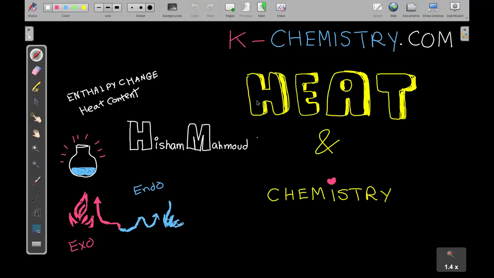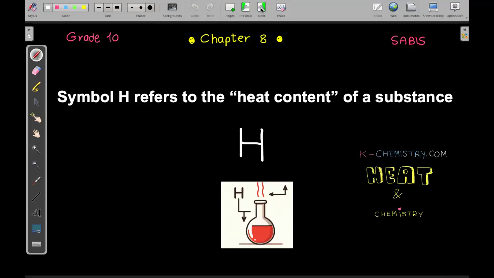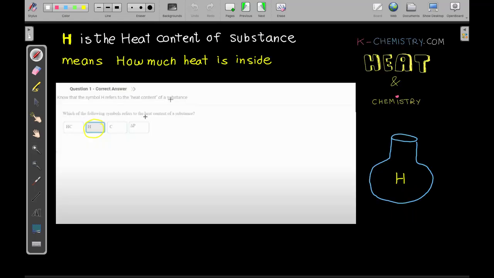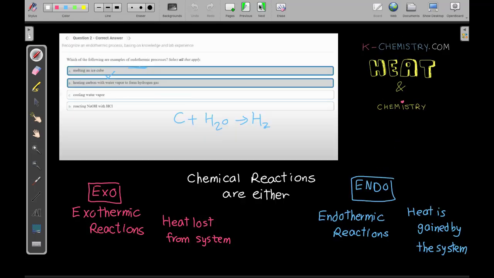This is week 4 for chemistry for term 3, and we are explaining chapter 8. The symbol H refers to the heat content of a substance, how much heat there is inside any substance. Is it a beaker, a tube, or a flask? So you choose which of the following symbols refers to the heat content of a substance. That's H.